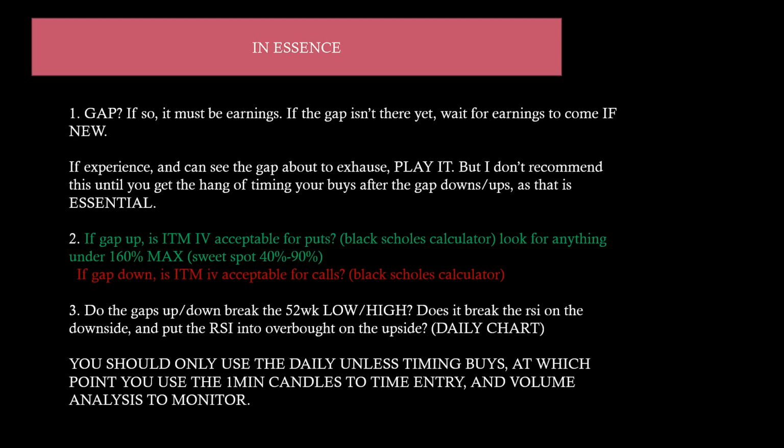Everyone's risk tolerance is different, but the sweet spot is between 40 and 90%. And if there's a gap down, is the in the money calls IV acceptable? Reference it with the Black-Scholes calculator. Now, 3, do the gaps up and down break the 52-week low and high? Does it break the RSI on the downside and put the RSI into overbought on the upside?